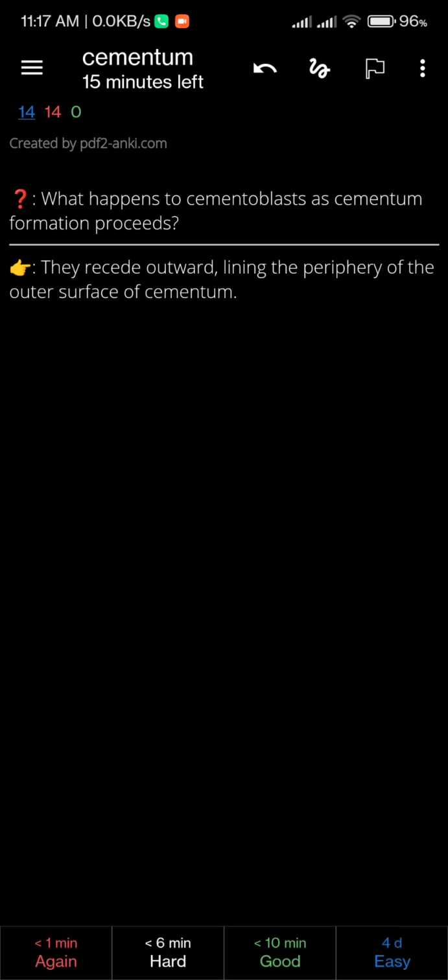What happens to the cementoblasts as cementum formation proceeds? They recede outward, lining the periphery of the outer surface of the cementum.